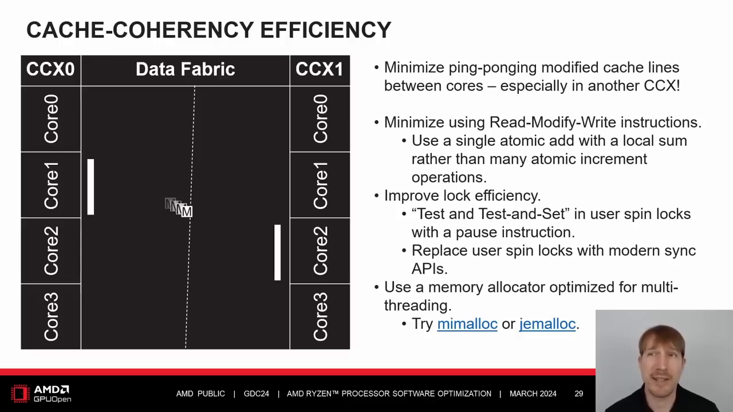Minimize ping-ponging modified cache lines between cores, especially in another CCX. Here are a few tips. 1. Minimize using read, modify, write instructions. Use a single atomic add with a local sum rather than many atomic increment operations. 2. Improve lock efficiency. Test and test-and-set in user spin locks with the pause instruction. Note, this is especially important for Zen 1 based processors. Or replace user spin locks entirely with modern sync APIs. And 3, use a memory allocator optimized for multithreading. The memory manager is a big repeat offender for contention of locking primitives. Try mimalloc or jemalloc.